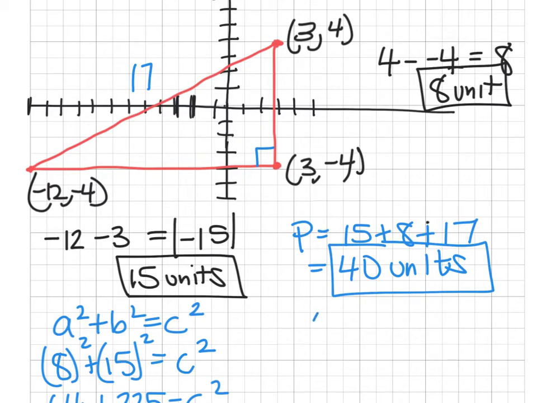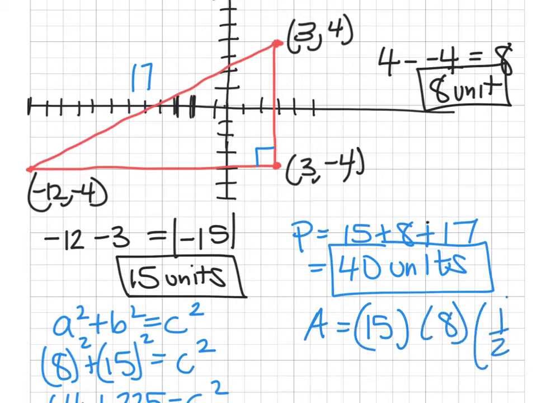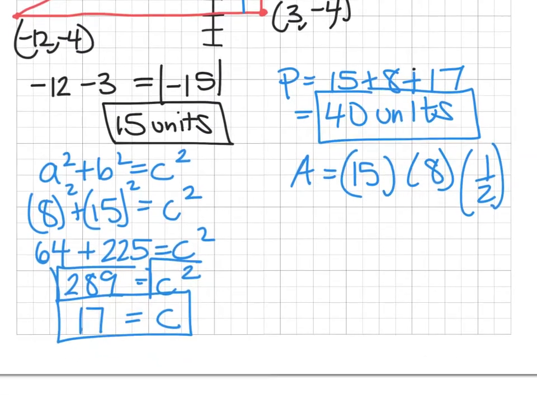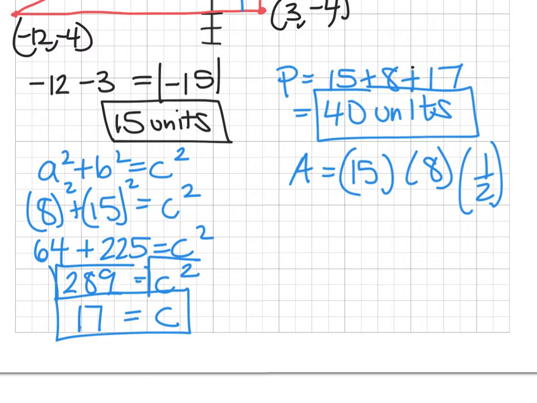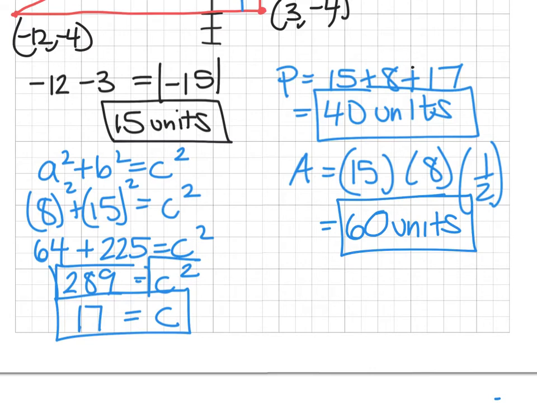In order to find the area, we have our base times height. So we're going to have 15 times 8, and of course we have to multiply that by a half, so base times height times a half. And when we do that, we have 15 times 8 times 1/2, and we end up getting 60 units for our area. And so we found the area and the perimeter for this particular triangle.